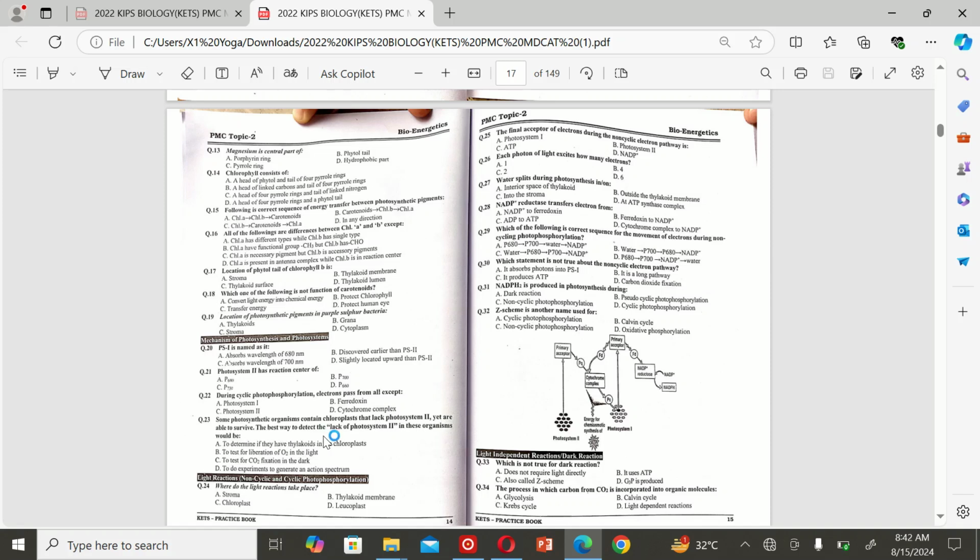The next MCQ is: some photosynthetic organisms contain chloroplasts that lack photosystem 2 yet are able to survive. The best way to detect the lack of photosystem 2 in these organisms would be A. To determine if they have thylakoids in the chloroplast. B. To test for liberation of O2 in the light. C. To test for CO2 fixation in the dark. And D. To do an experiment to generate an action spectrum. So the correct option is D.